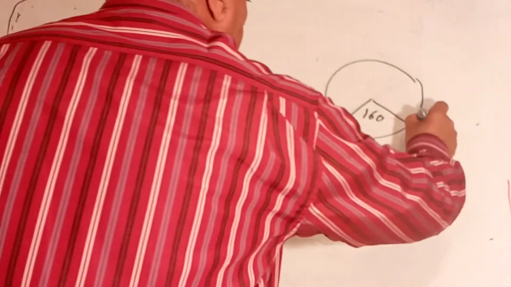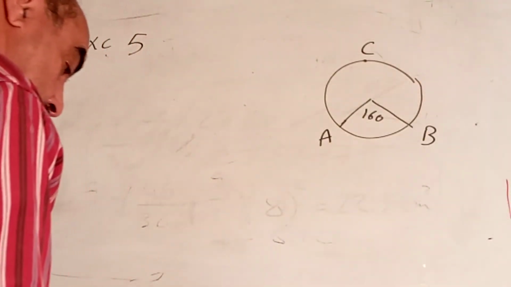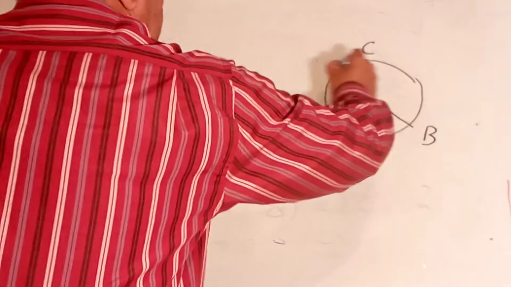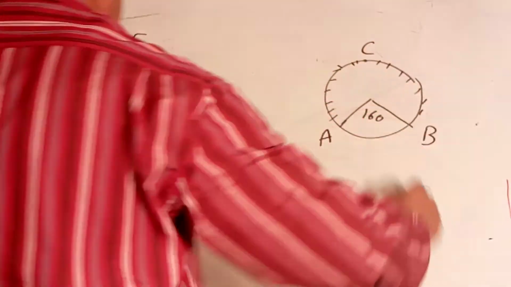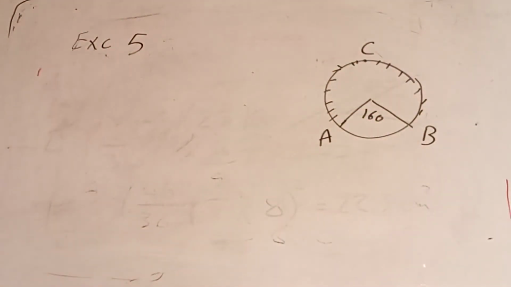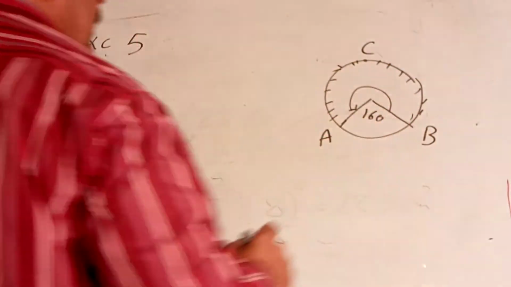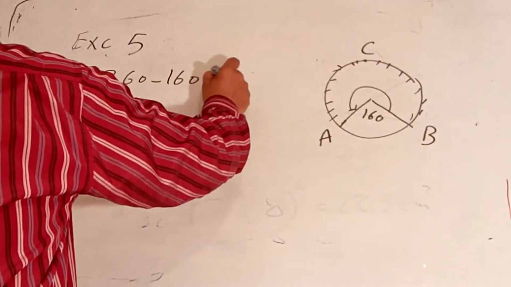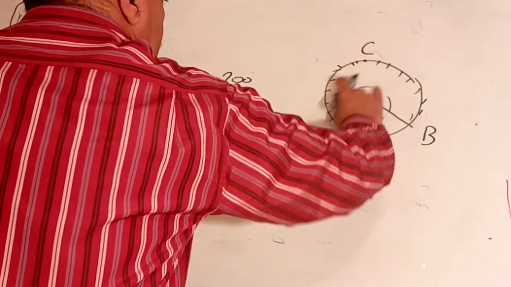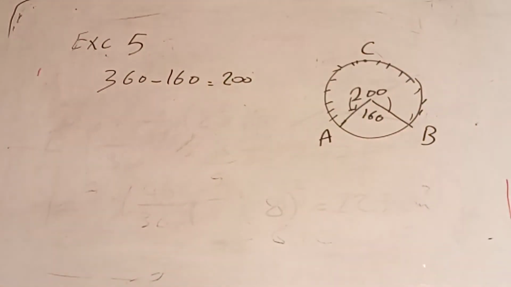Okay, he said this is B and this is C. A, B, C. So we get this big arc here. This could be solved by 2 ways. I will just do the first way now. What's the angle here? This is ABC. This is the angle here, which is 360 minus 160 will be 200. So this angle here is 200. So now we can solve it just in the normal way.